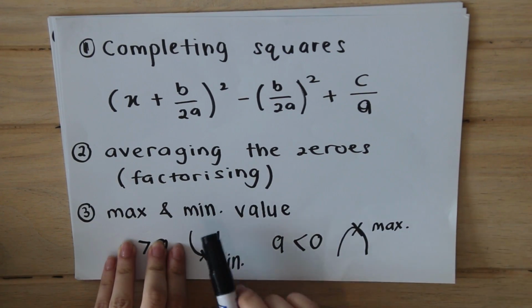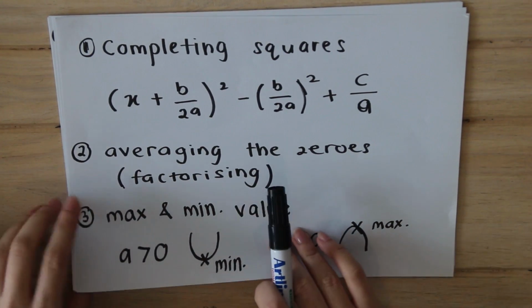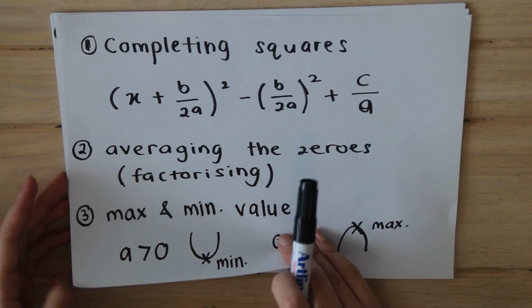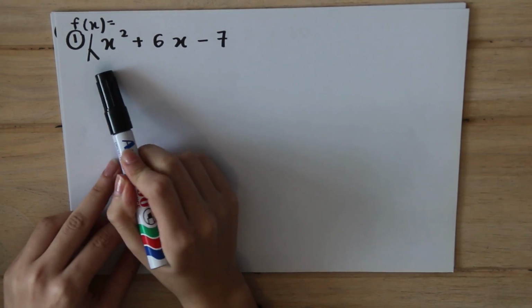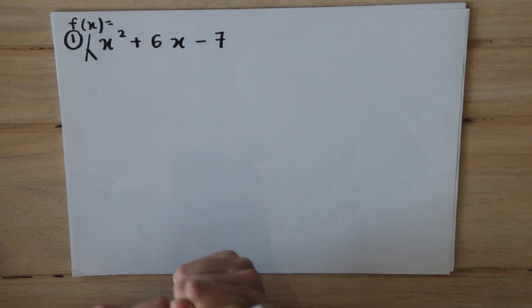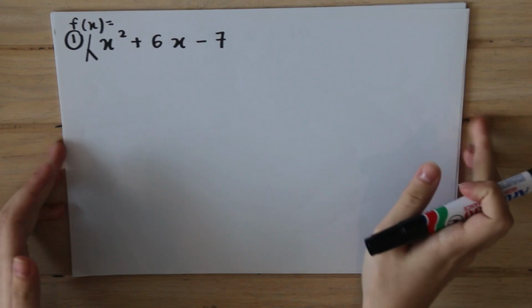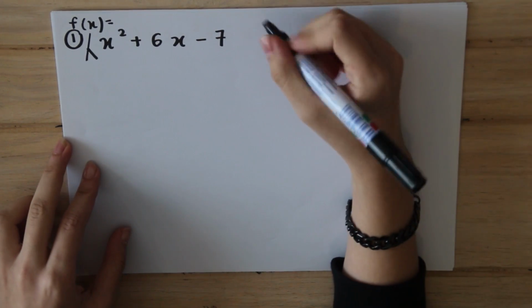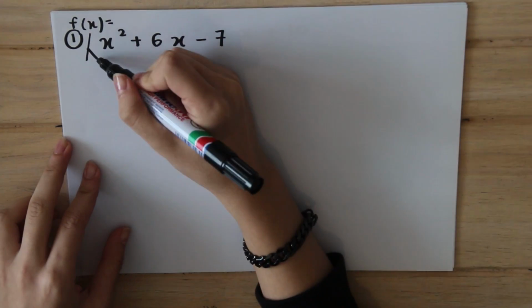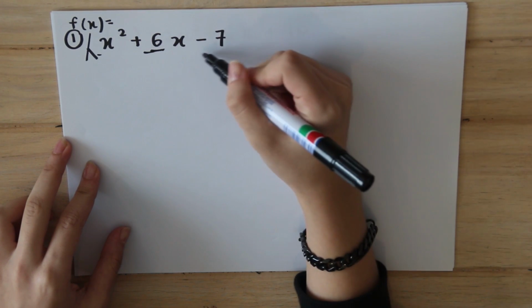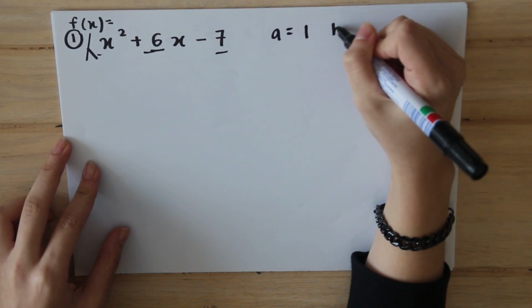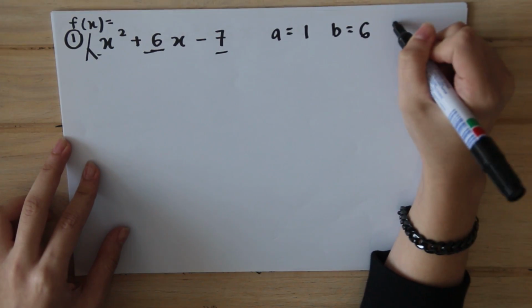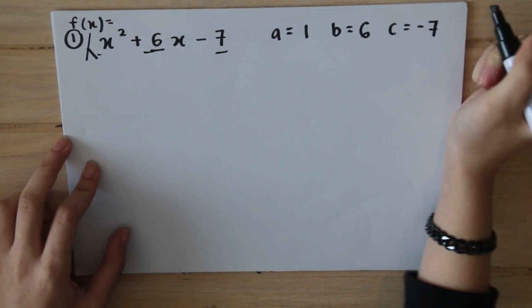I'll teach you how to find the maximum and minimum value also. So this is the quadratic equation. Okay, so first we list down the A, B, and C value. A is 1, B is 6, C is -7.